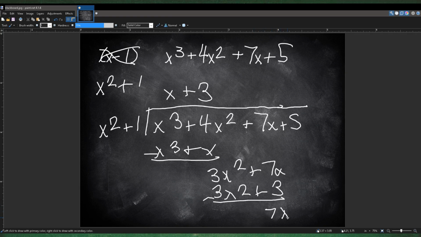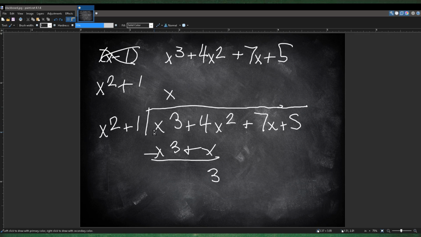You get 7x minus, this is minus 3. You have to add that 5 there, so that's a plus 2. Because that's the negative 3 right here. Negative 3 has to go somewhere because these terms are not the same. So you have x plus 3, remainder 7x plus 2, all over x squared plus 1 because of this.